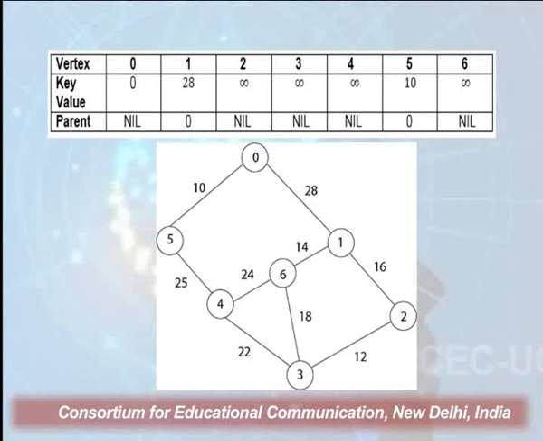Now again we will apply extract min. Presently the key values of the vertices are: 10 for one, 28 for another, and infinity for the rest. So when we apply extract min, 10 is the minimum and the vertex is 5.